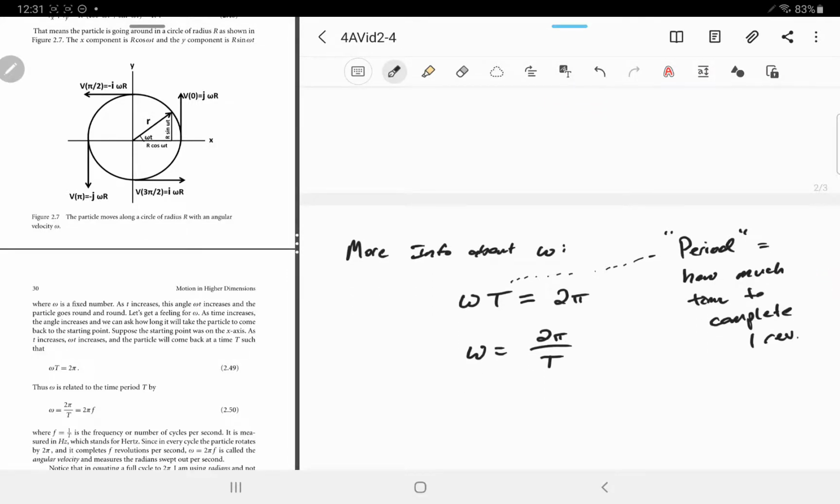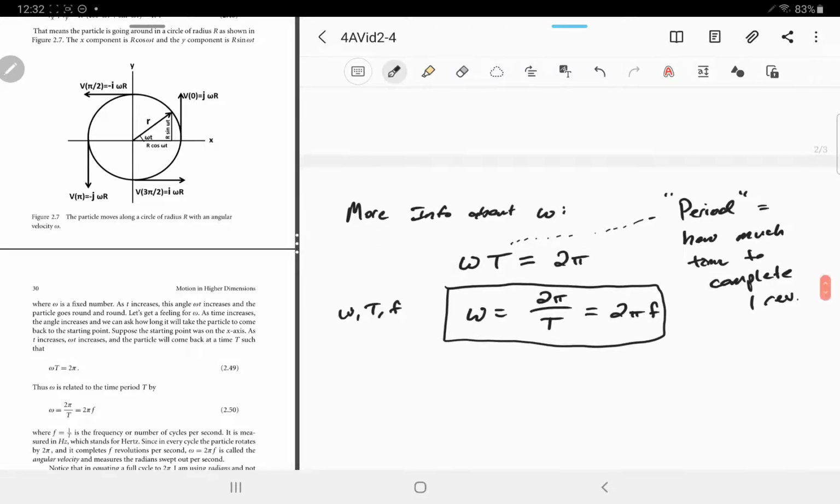And then T is 1 over the frequency, 2 pi f. So once you know one of these three things, you know the other two. So omega, T, and f. That was unintentional, the order. Once you know one of those three things, you know all three. So omega is the angular frequency.